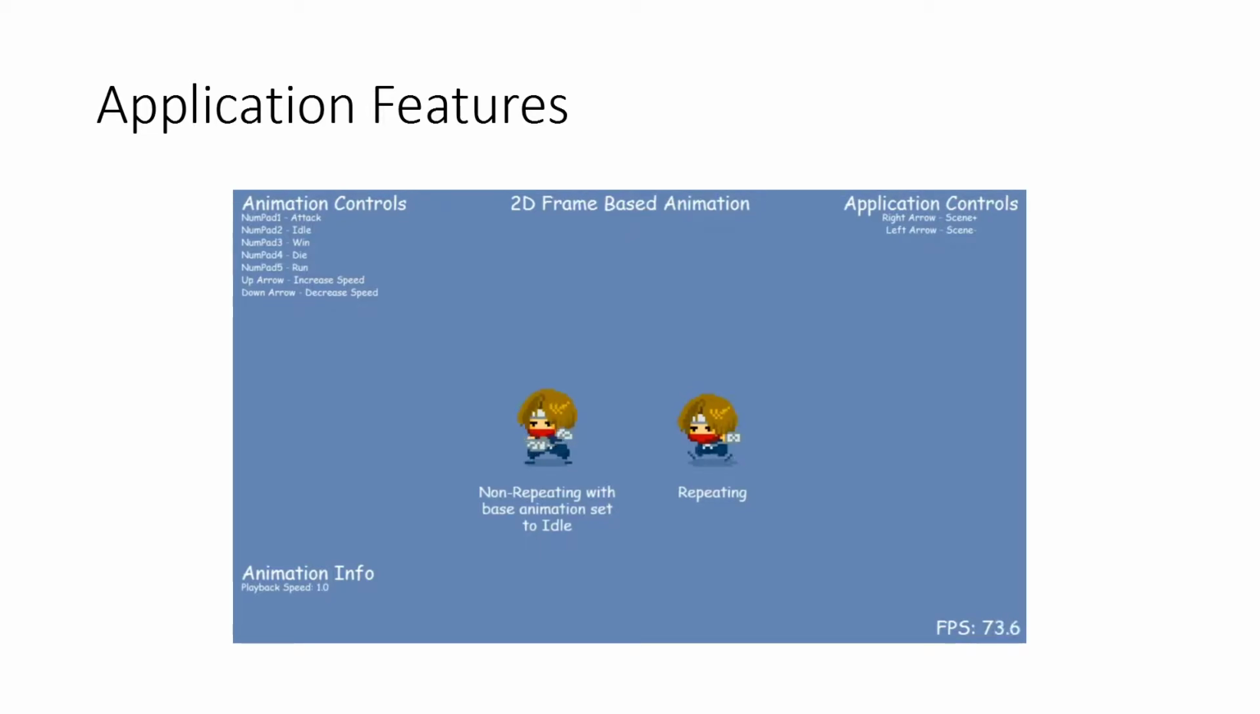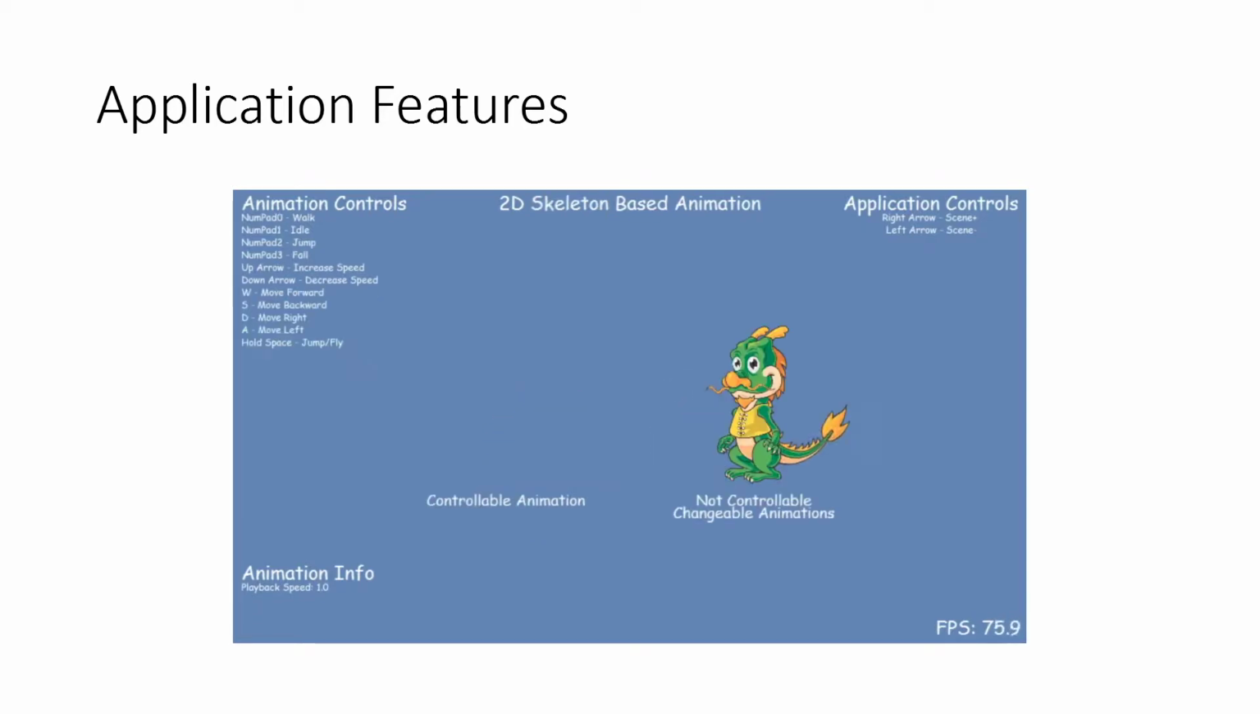So the first one here is a 2D frame-based animation. There's two options there: one for repeating and non-repeating with a base animation set. On the left-hand side, the base animation is set to idle, which means that no matter what animation is played, it'll always return to this. So you can see here when you're attacking or jumping about, it'll always go back to the main animation. You can also increase and decrease the speed at which they play as well.